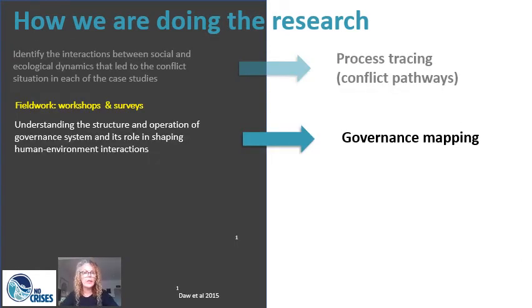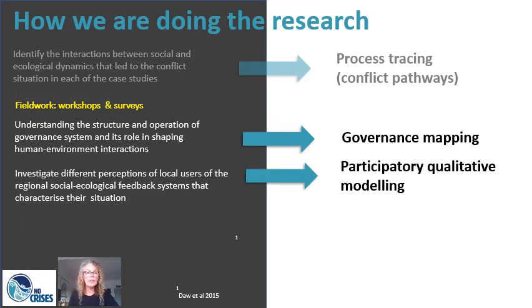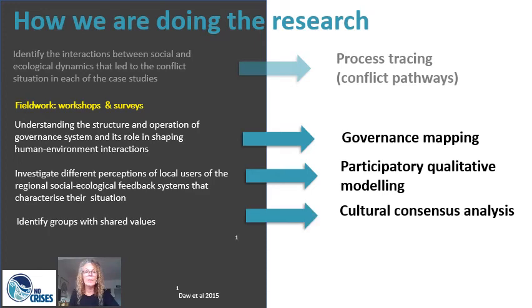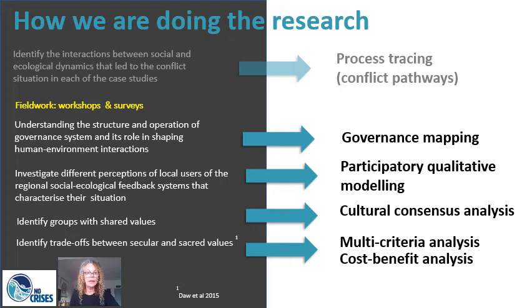Aside from process tracing, we'll be doing fieldwork, and we'll be doing workshops and surveys. Firstly, to understand the structure and operation of the governance system and its role in shaping the human-environment interactions, we'll be using governance mapping for that. We'll investigate different perceptions of local users of the regional socio-ecological feedback systems that characterise their situation using participatory qualitative modelling. We'll identify groups with shared values using cultural consensus analysis. And last, we identify trade-offs between secular and sacred values using multiple criteria analysis and cost-benefit analysis, amongst other things.